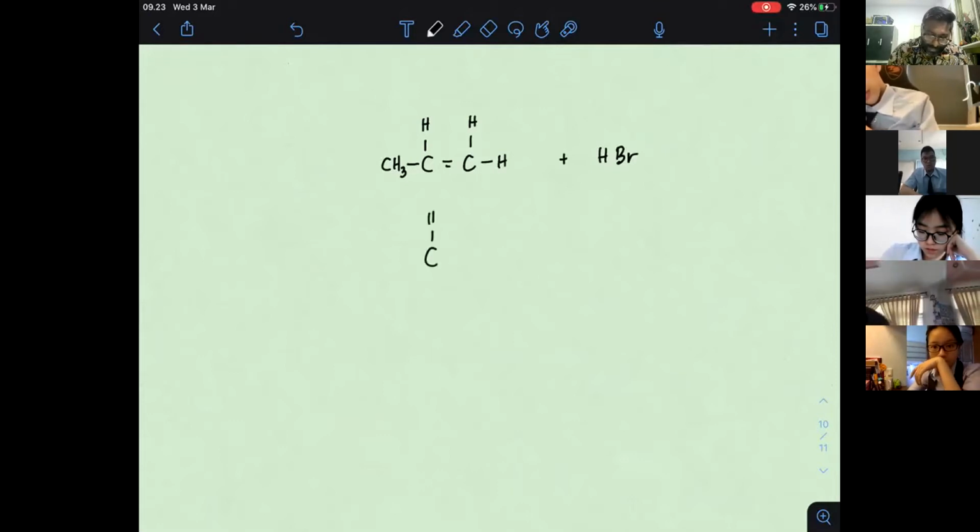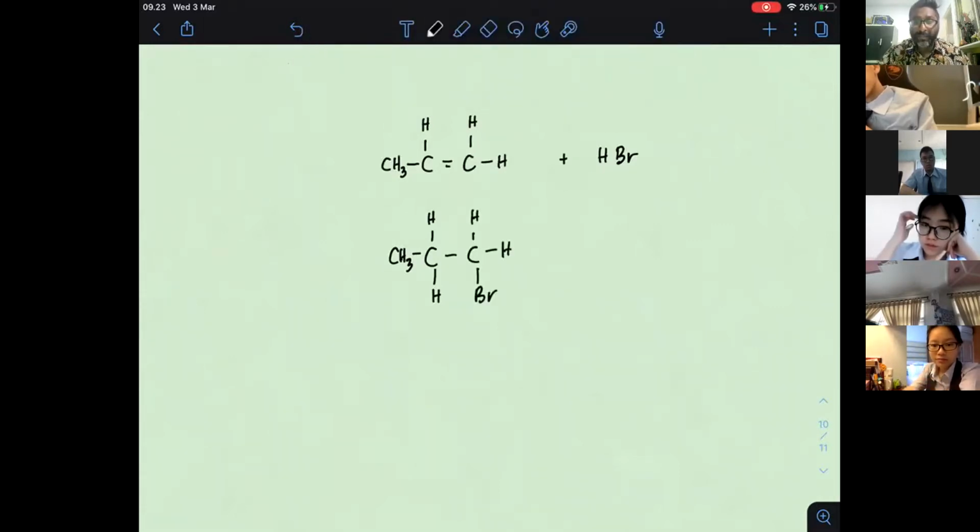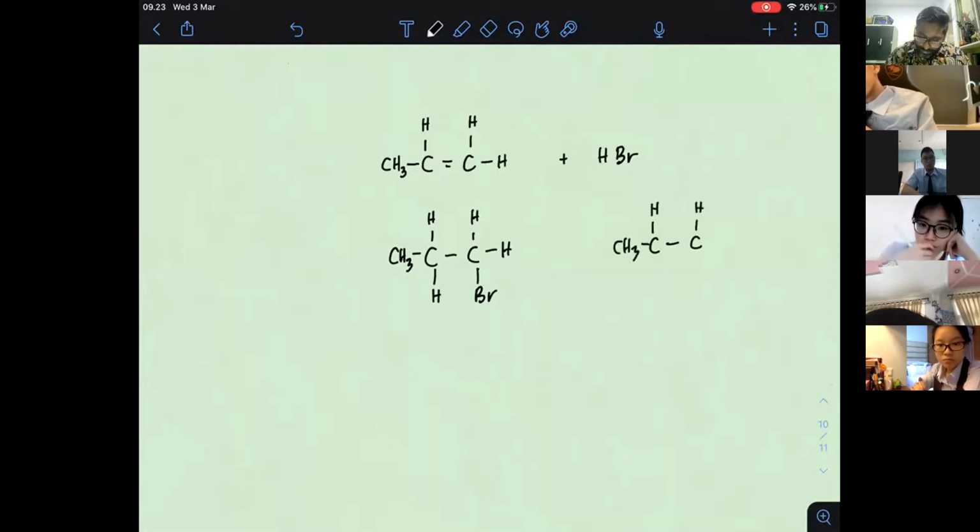One product will be H CH3, where the H comes here, and then the Br goes here. That is one situation. Another situation is you are going to have C, C, H, CH3, H, and H. Instead of coming over under here, the H goes here, and the Br goes here. And you can see that both of these molecules are different.